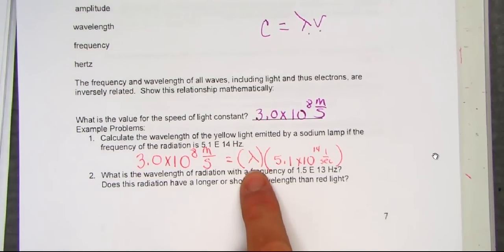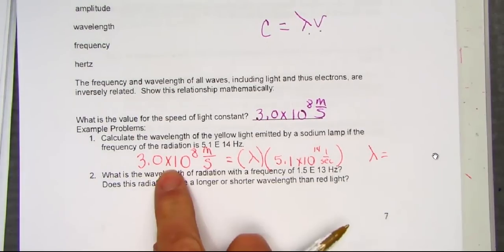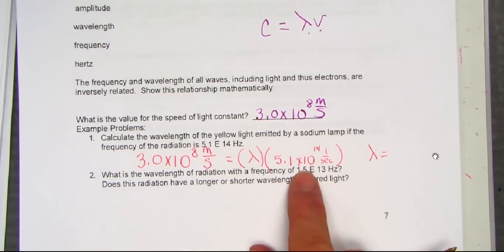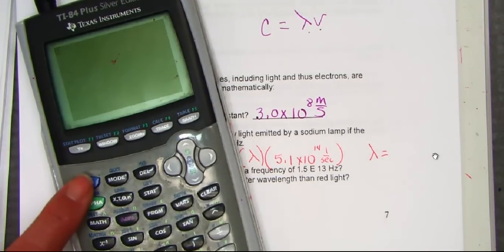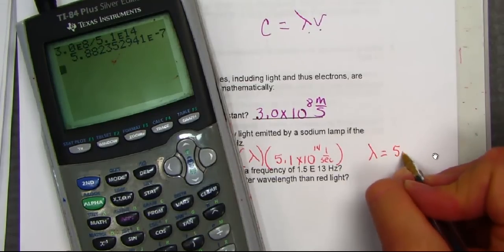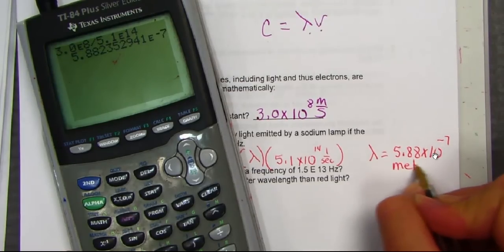Notice here, our measurement for wavelength will come out in a meter. Friends, this is basic algebra. We're going to take our 3.0 times 10 to the 8th and simply divide out the frequency to find the wavelength. Hit with me, please. 3.0 times 10 to the 8th, our speed of light constant. Divide by the frequency, 5.1 E14, and we get 5.88 times 10 to the negative 7th meters.